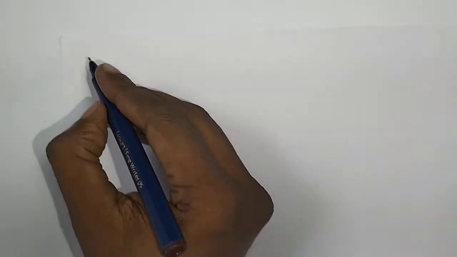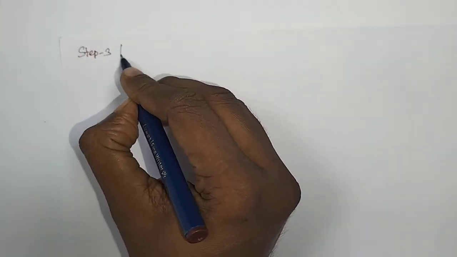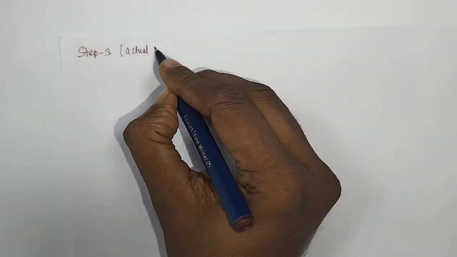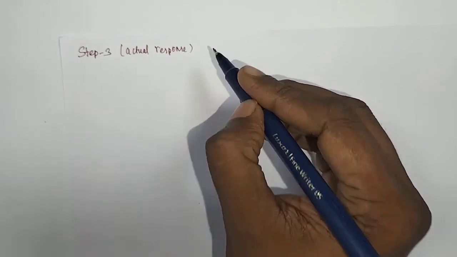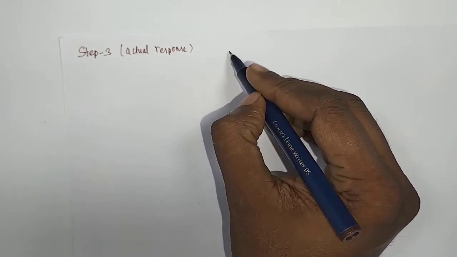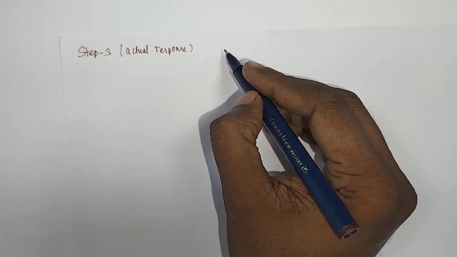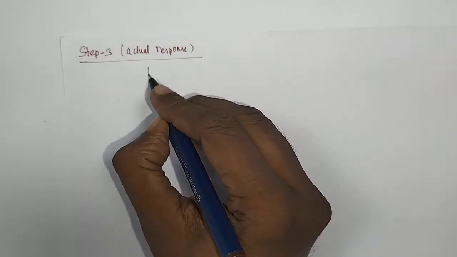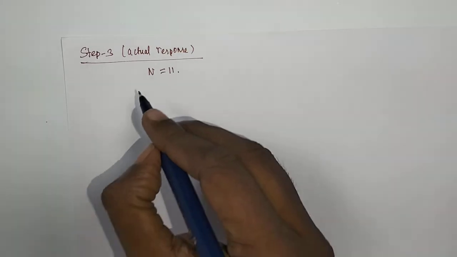H of n, that is step 3. Step 3 is to find the actual response. That is, the response, the n value is from minus infinity to plus infinity. We are truncating the infinite samples into finite samples. Here the number of samples n is equal to 11. So in your problem the value n is equal to 11.